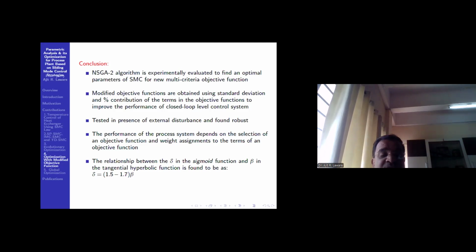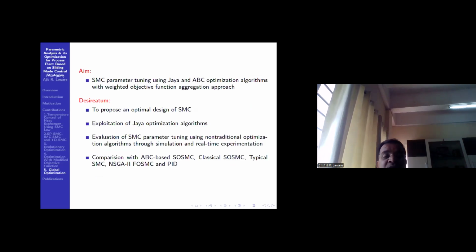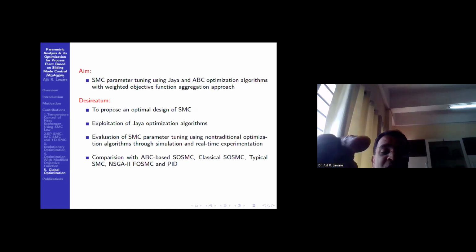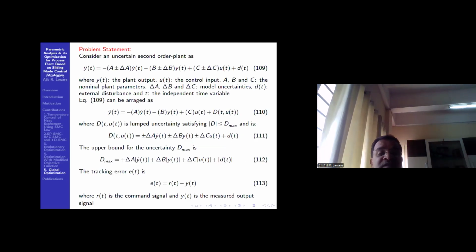And from this paper I am getting the relation, that is sigmoid and tangential hyperbolic relation, delta equal to 1.5 to 1.7 beta. This expression I am getting over there. And the last one is a global optimization. Here I'm using the Jaya optimization algorithm and the ABC optimization algorithm for second order sliding mode control. For Jaya and ABC SOSMC, I'm comparing with the classical SOSMC, typical SMC meaning first order SMC, then NSGA2 first order SMC, and PID. We have discussed this same thing.